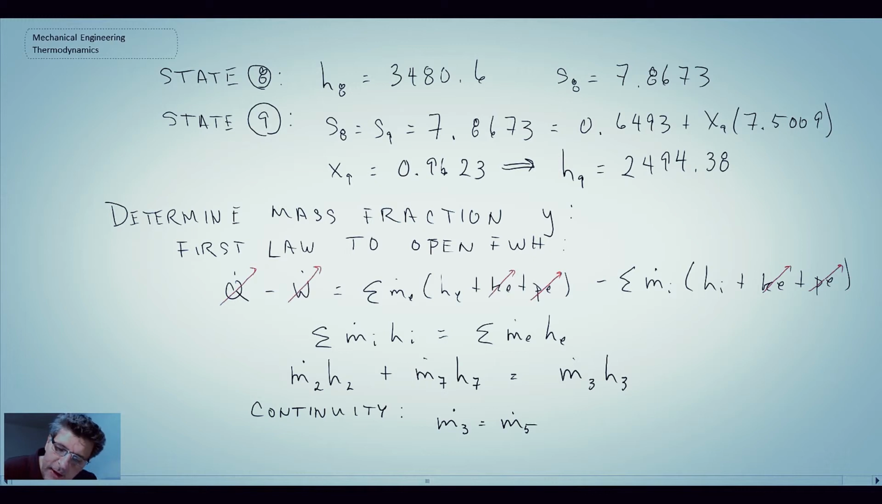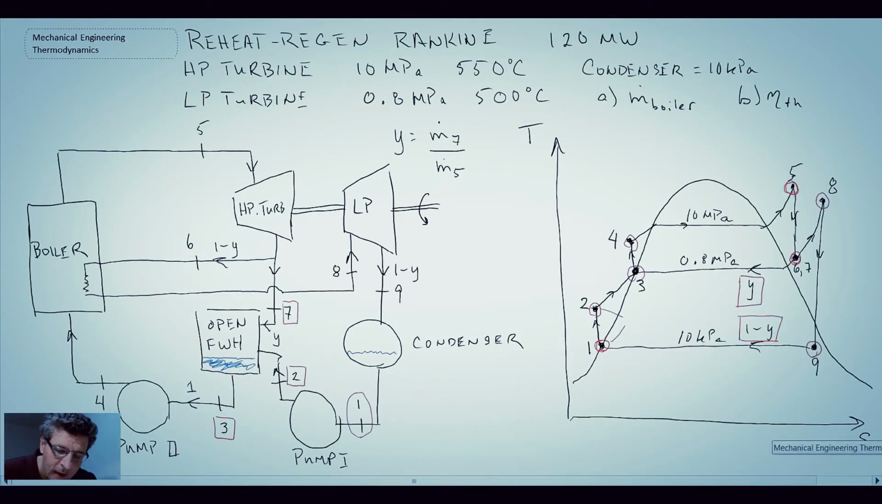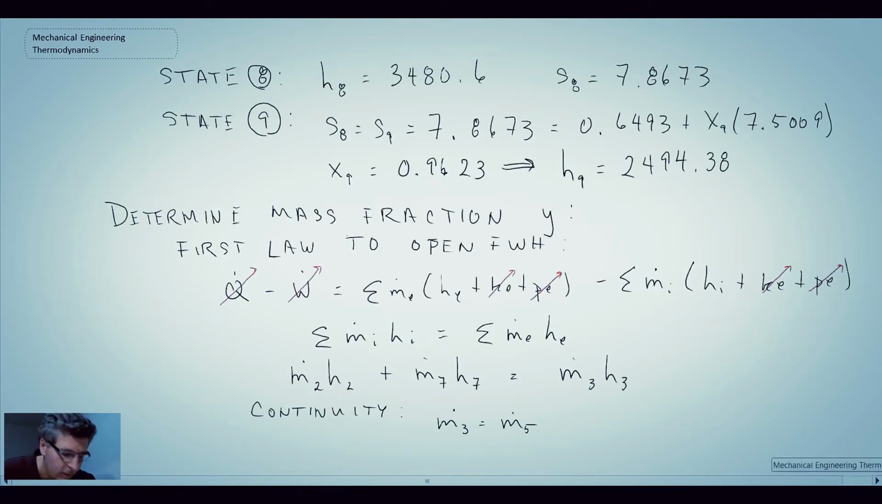So let's take a look back at our diagram, see what that is saying. We're saying 3 is equal to 5. That's basically the mass flow rate going through the boiler is the same as the mass flow rate at 3, and it's the same as the mass flow rate at 5. So that's a pretty straightforward one.